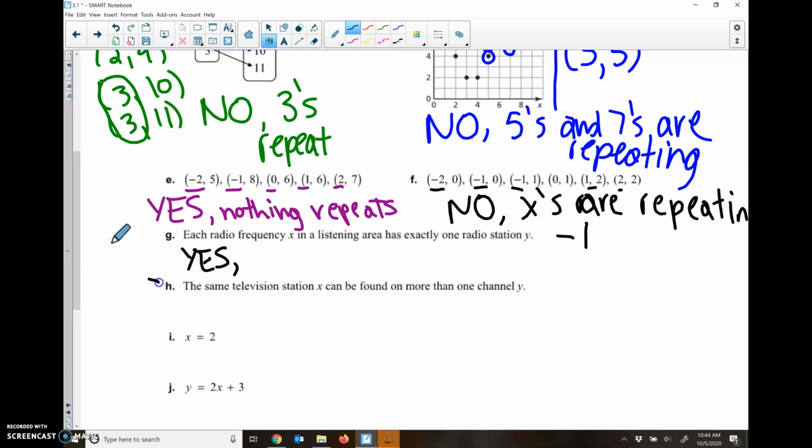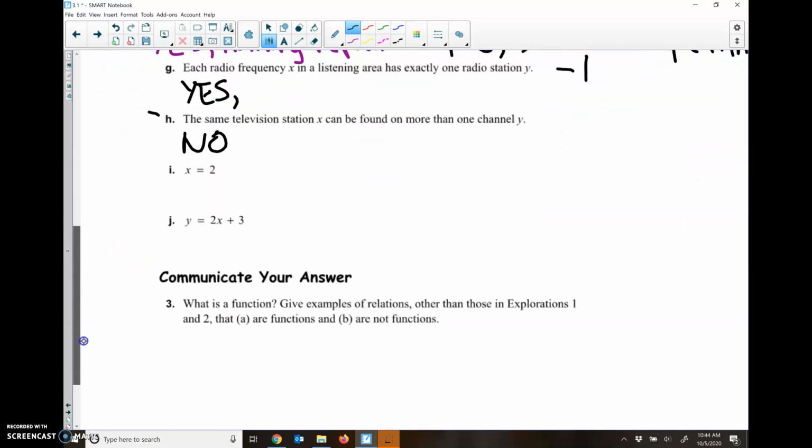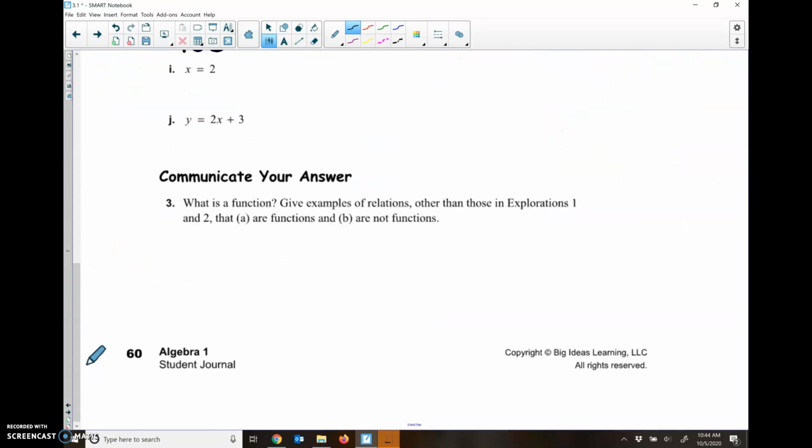H, kind of a weird one. The same television station can be found on more than one channel y. This is like when I think about football, there's usually two football things. Or now that we're in October with these debates, the debates can be seen on more than one TV channel. You can go to Fox and they're on there, CBS, ABC, all these different channels, and they could have the same kind of thing. So this one is going to be no, it's not a function, because sometimes TV shows repeat. Not often, but sometimes they do.